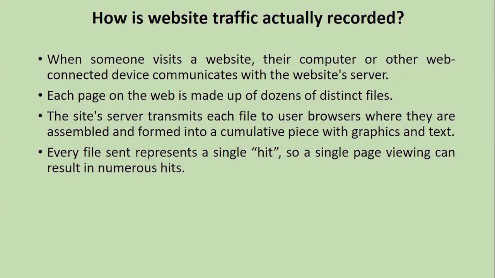How does a website work? When someone visits a website, their computer or other web-connected device communicates with the website server. Each page on the web is made up of dozens of distinct files. The site server transmits each file to the user's browser, where they are assembled into a cumulative piece with graphics and text. Every file sent represents a single hit, so a single page view can result in numerous hits.